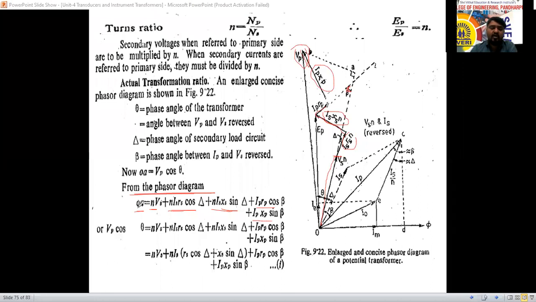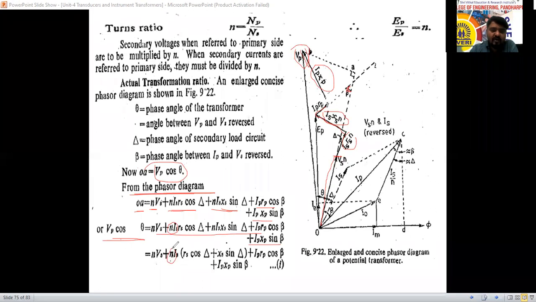Now substitute for OA. We have already derived the equation, so in the place of OA I will substitute VP cos theta. The other things I will keep as they are. From this circuit, n VS I will keep as it is, and from this part I will take n IS outside.